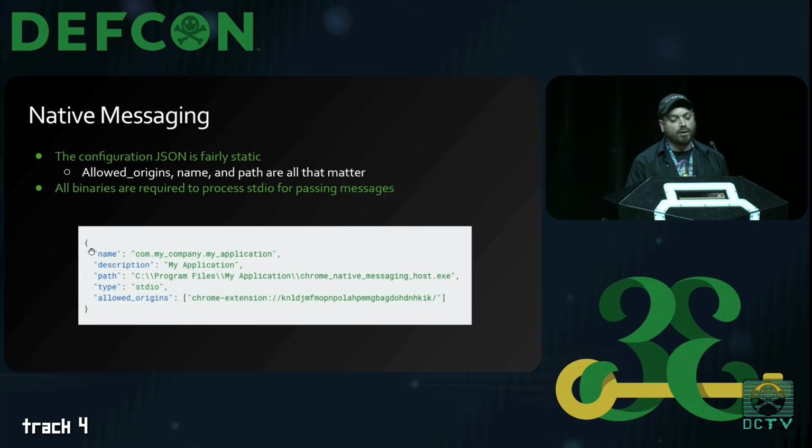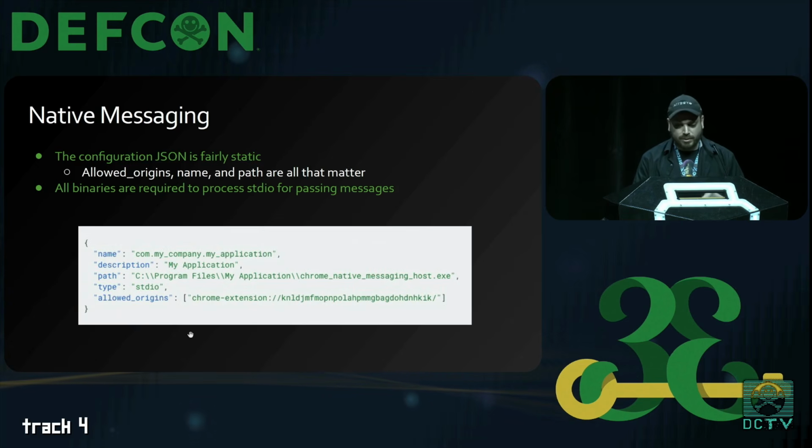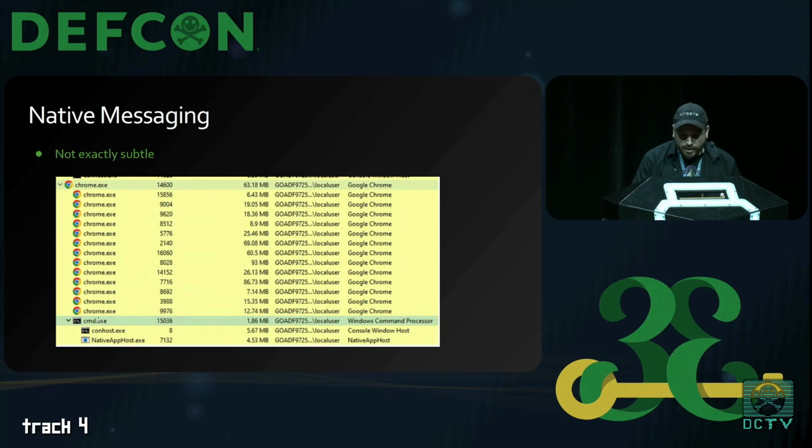That JSON file is very short. It's pretty much just a name and a path to the executable you want to run. And then in your JavaScript code, you open a connection to your native messaging host, and it ends up looking something like this, which is Chrome just straight up shelling out and then running whatever binary you've told it to.